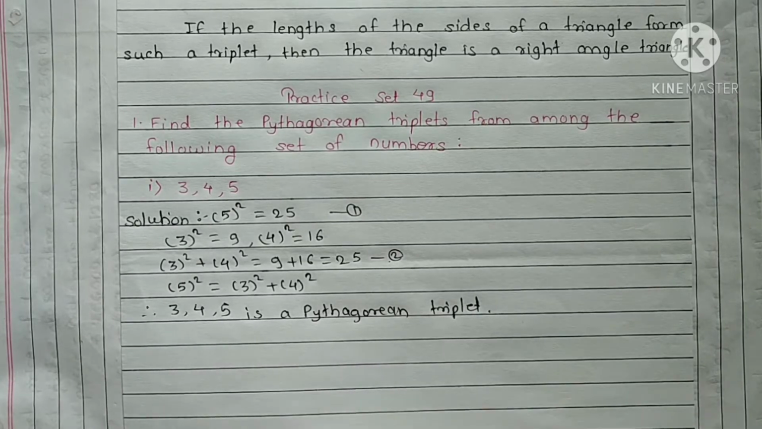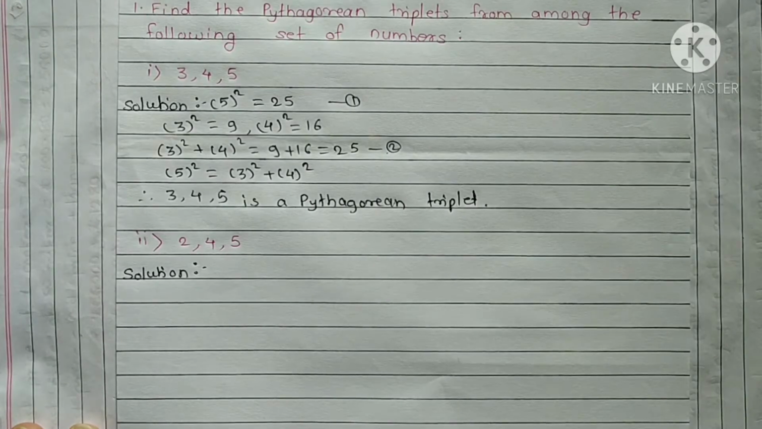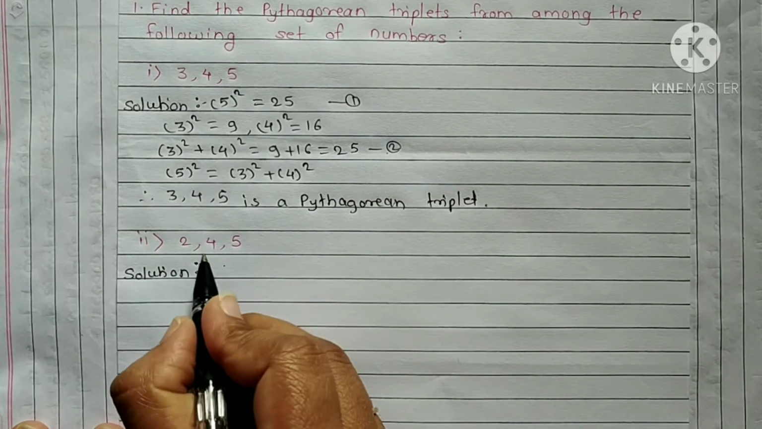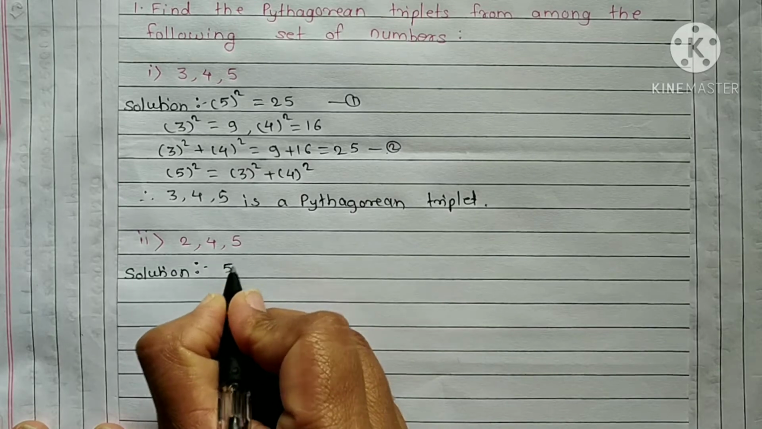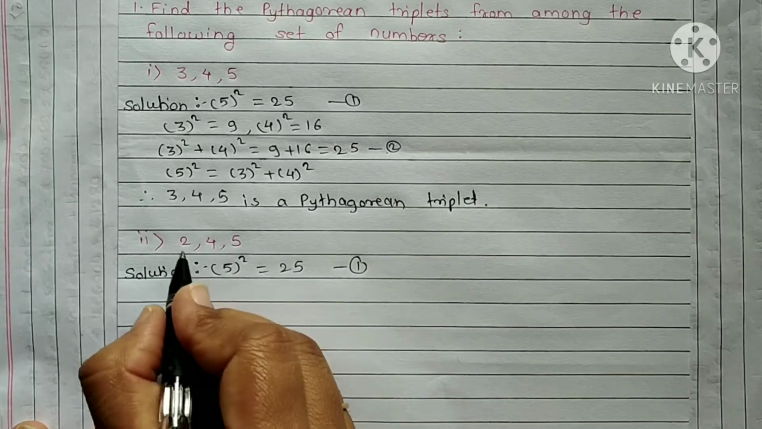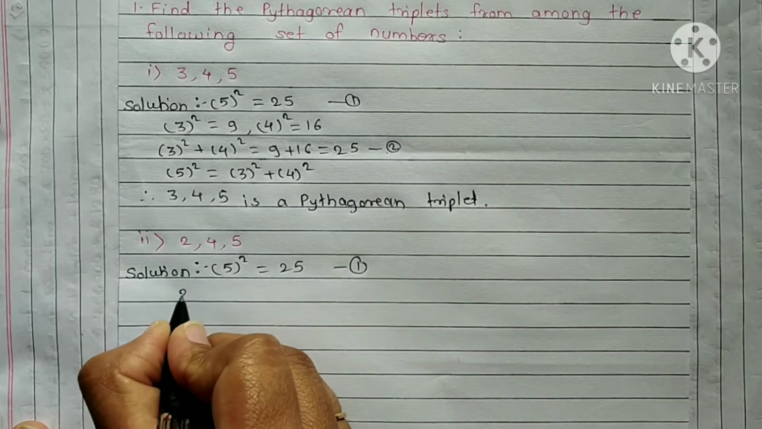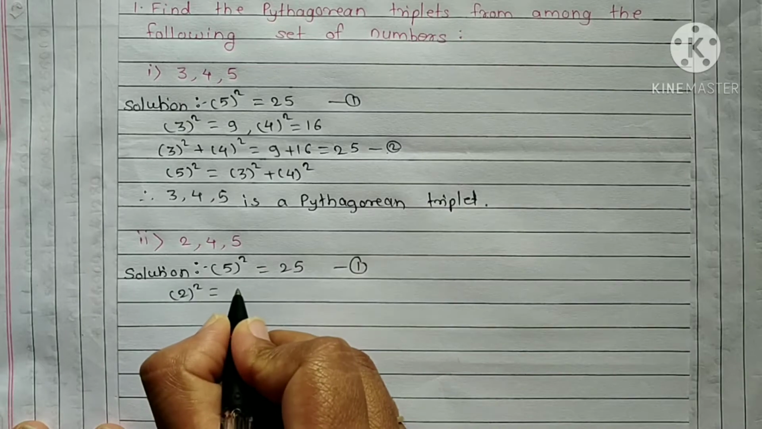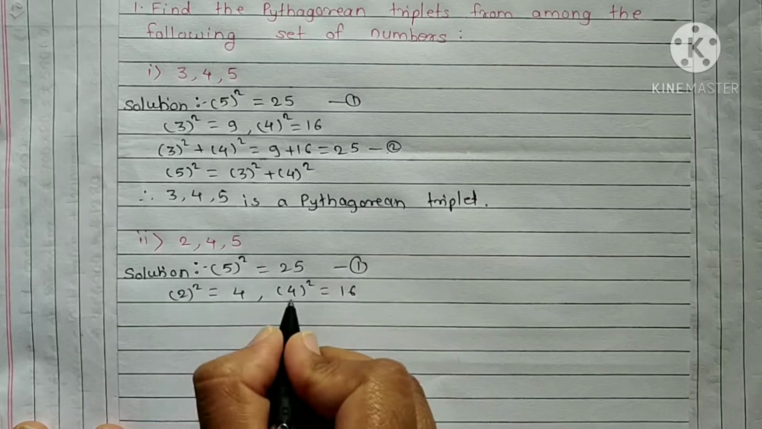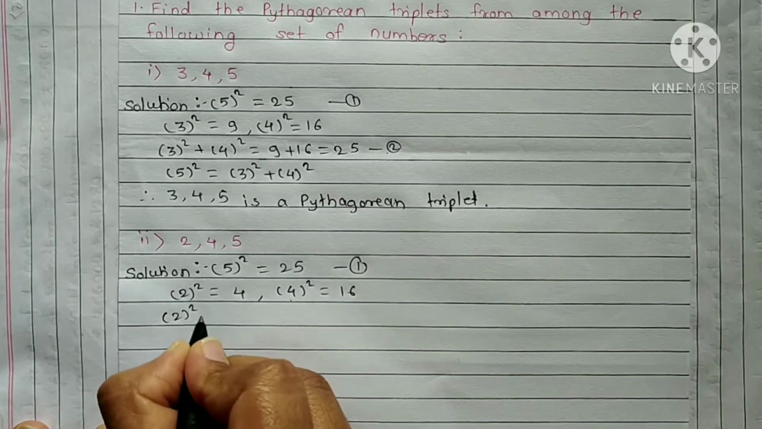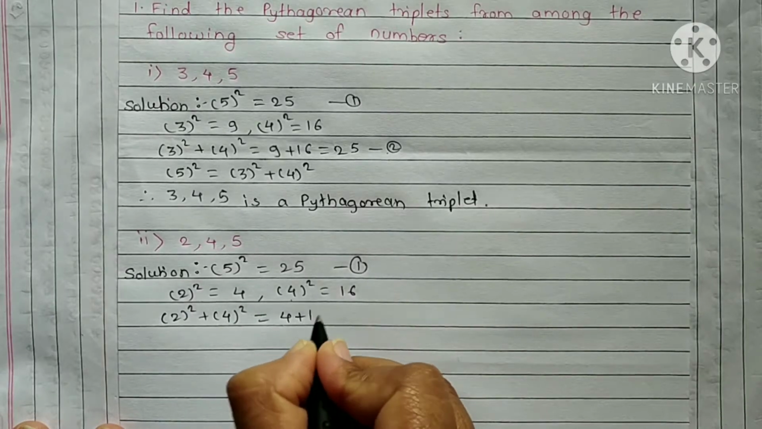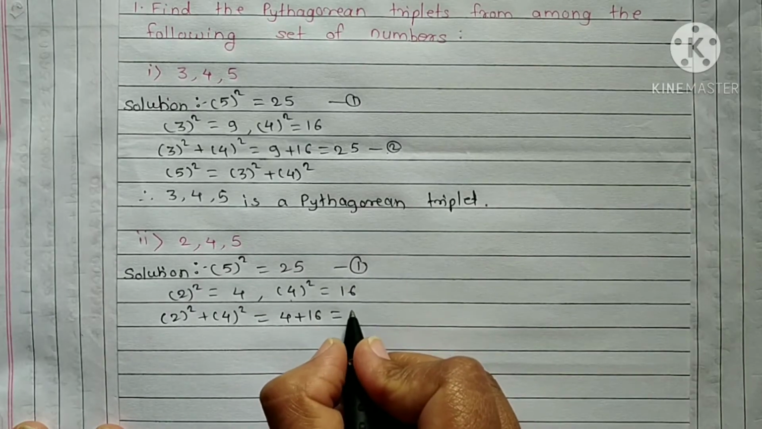Now next example. Next is 2, 4, 5. First find the square of the biggest number. The biggest number is 5, so 5 square equals 25. Now the squares of the remaining two numbers: 2 square is 4 and 4 square is 16. Now add these: 2 square plus 4 square equals 4 plus 16, which is 20.